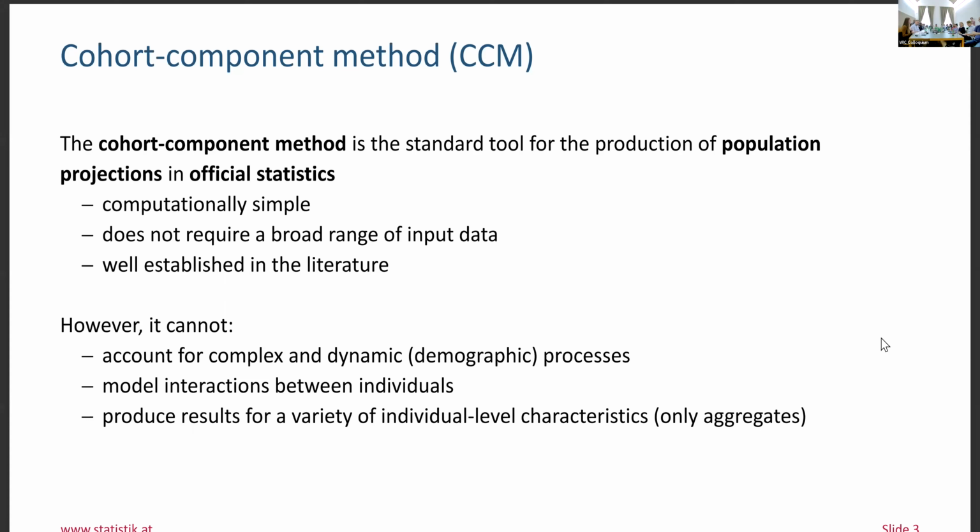However, the cohort-component method cannot account for complex and dynamic demographic or other processes. It cannot model interactions between individuals, and it cannot produce results for a variety of characteristics at the individual level, because the problem is once we start adding more and more variables into the model, we have to split these groups more and more, and the model basically becomes intractable quite quickly.